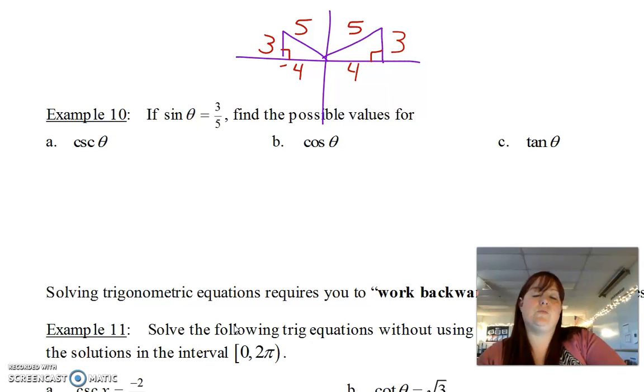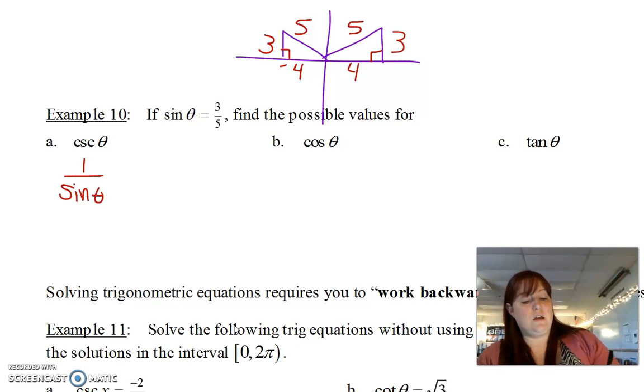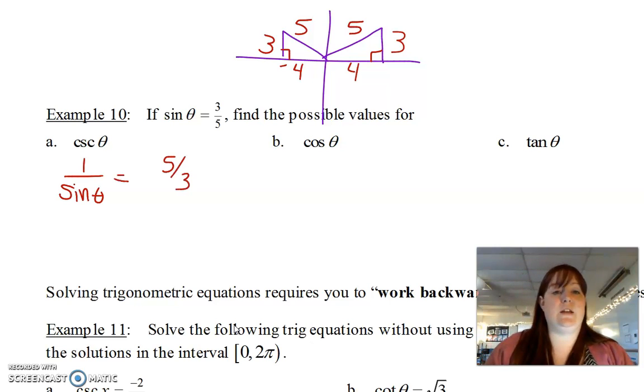Opposite over hypotenuse. Okay. So what are our possible values for cosecant? Well, cosecant is 1 over sine, or the reciprocal of sine, which means that it is 5/3. There's no other option for sine or for cosecant because it's literally just the reciprocal. But what about the cosine?